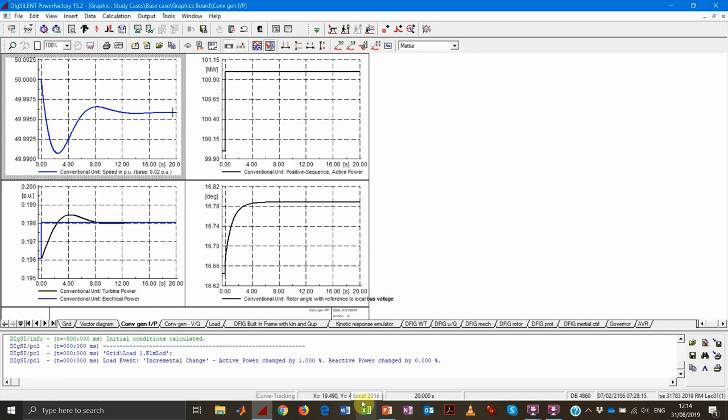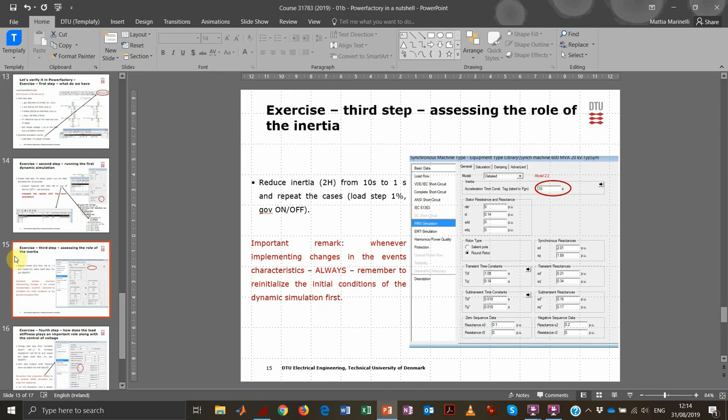Again, this is perfectly reasonable because we have just changed the inertia compared to before, but we haven't changed the droop characteristic of our generator. So the generator, as we will see better in the next few classes, will always respond with the same amount of power increase. That means that the steady state frequency will be the same regardless of the inertia in the system. Okay, so that was about the inertia.